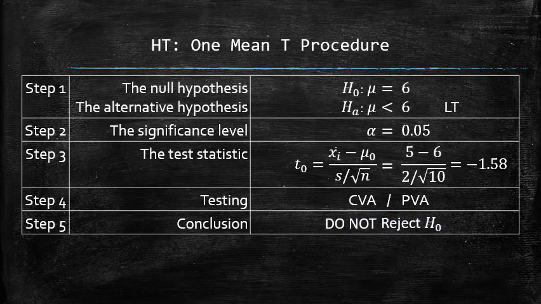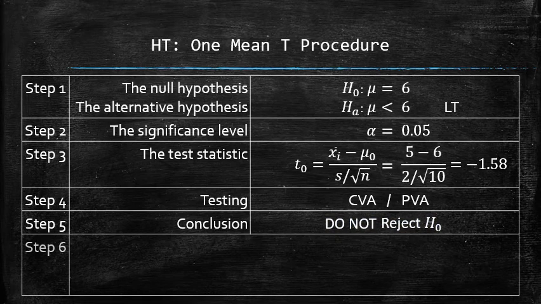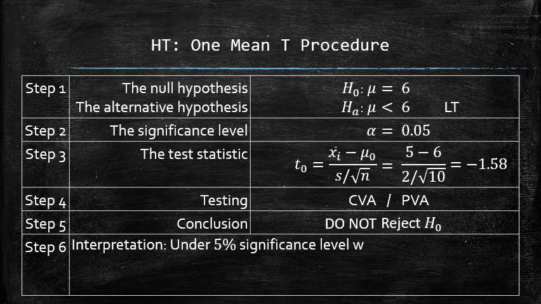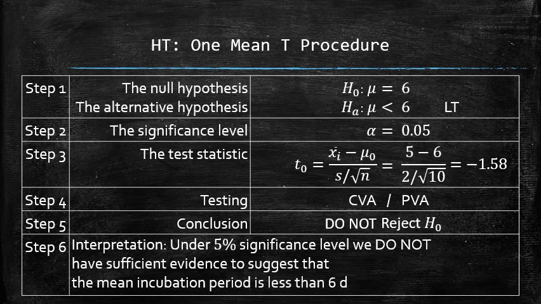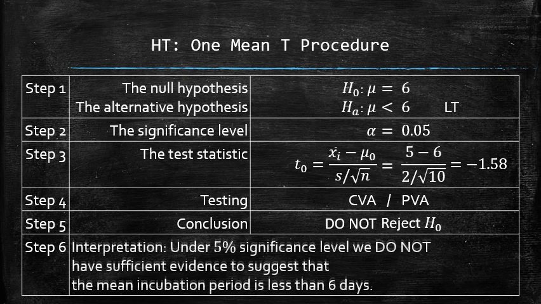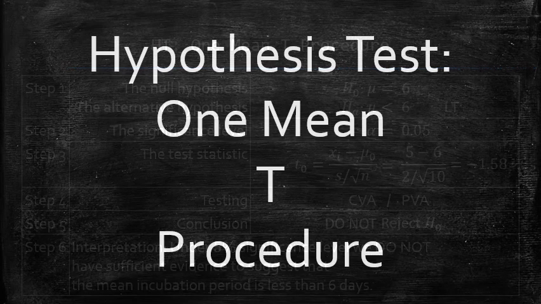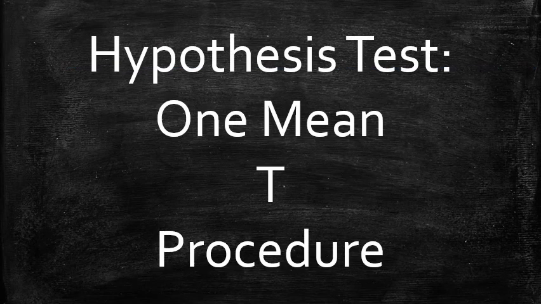Next, we are going to interpret the results. Interpretation. Under 5% significance level, we do not have sufficient evidence to suggest that the mean incubation period is less than 6 days. The hypothesis test is complete. I just showed how to apply the one-mean t procedure to test a statistical claim about a population mean when the population standard deviation is not given.